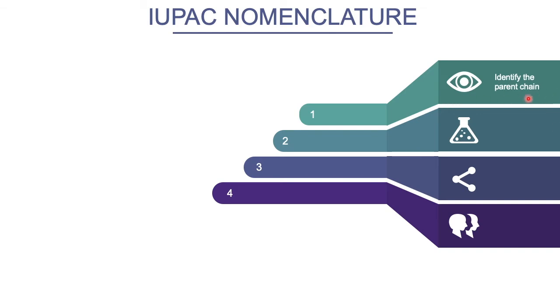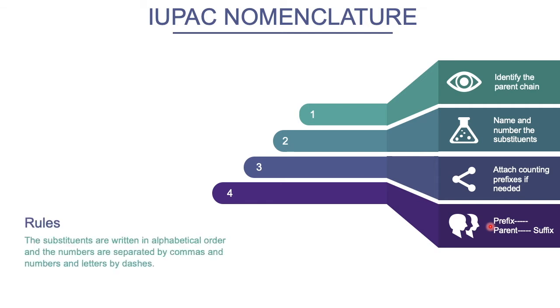In the first step, we identify the parent chain, and then we name and number the substituents. The numbering should be done in such a way that the substituents get the lowest possible number. We attach counting prefixes if necessary, and then we write the whole name, which is the prefix, as all the substituents involved, then the parent name and the suffix, which in the case of alkanes is "-ane". So, if we talk about the rules again, the substituents are written in alphabetical order, numbers are separated by commas, and numbers and letters are separated by dashes.